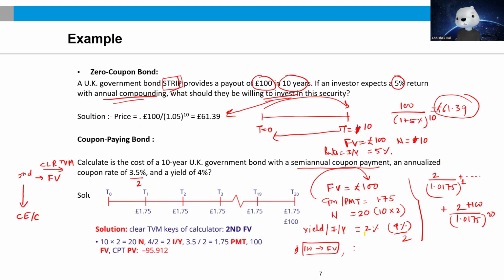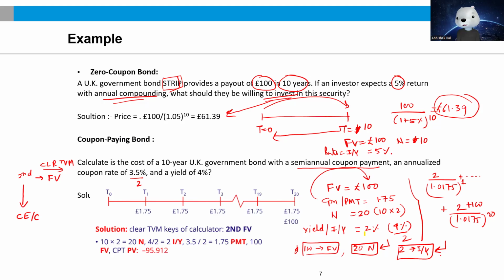Second, press 20 and press N. If you want, you can use the button enter as well. That's going to doubly ensure that all the values that you're keying in are actually being stored in the desired function. All right, and then press the yield, that is 2, and then press I by Y. I by Y is the interest per period, which in our case happens to be the discount rate or the yield.